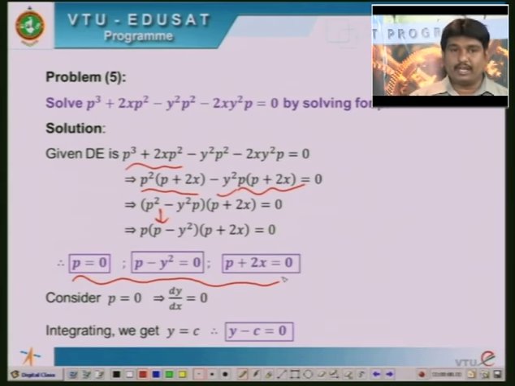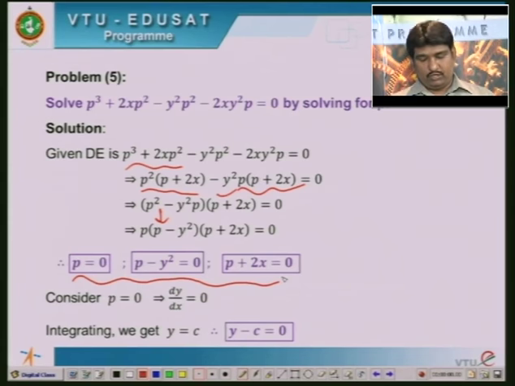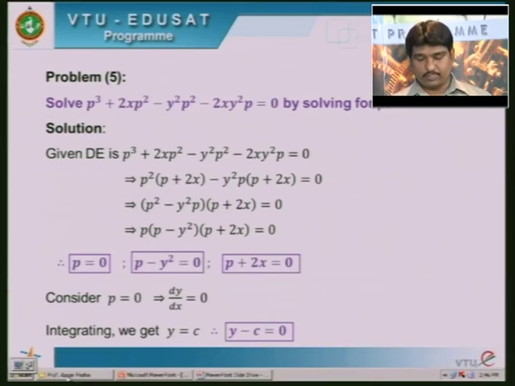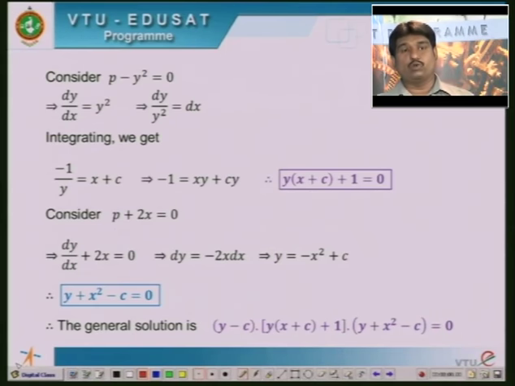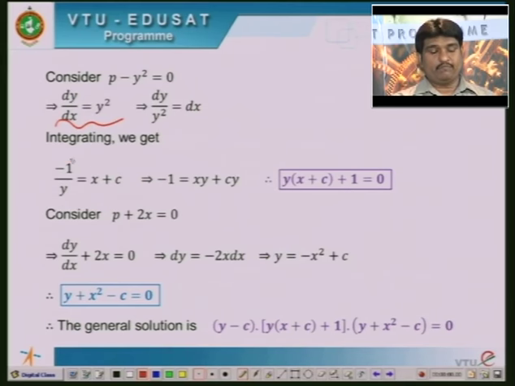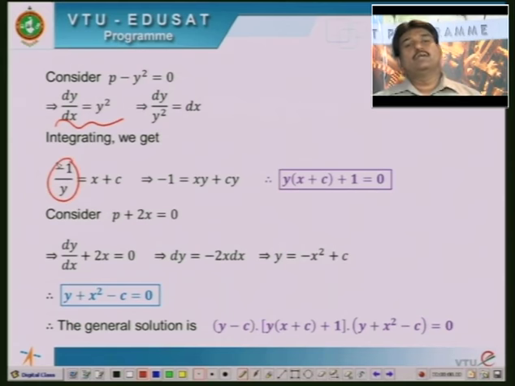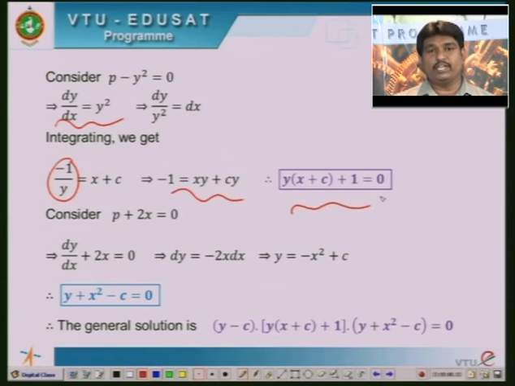First, p equals 0 implies dy by dx equals 0. You directly integrate it to get y equals constant as a solution. So the solution of p equals 0 is y minus c equals 0. Consider p minus y square equals 0, which is dy by dx equals y square. Separate the variables, dy by y square equals dx, integrate it. The integral of 1 by y square is minus 1 by y, which equals x plus c. Cross multiply and simplify it to get y into x plus c plus 1 equals 0.